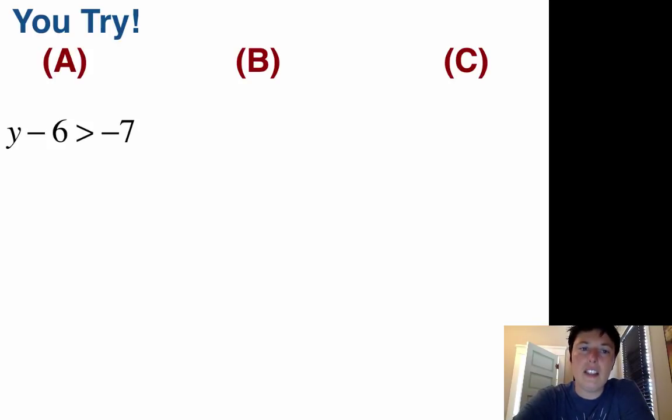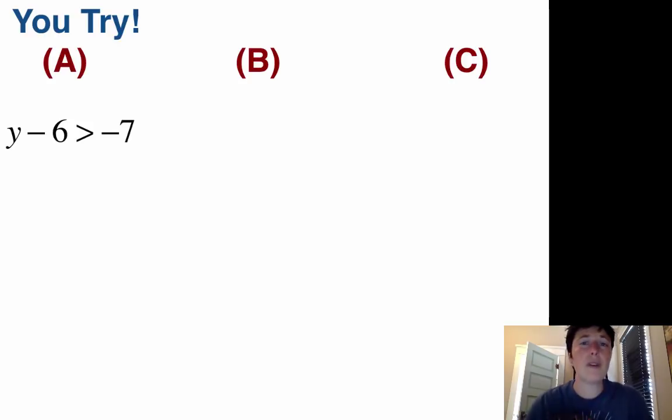Y minus 6 is greater than negative 7. Y minus 6 is greater than negative 7. Pause the video. It's a good stopping point. Solve it, put your line down the middle and graph it, and then check in when you're ready.